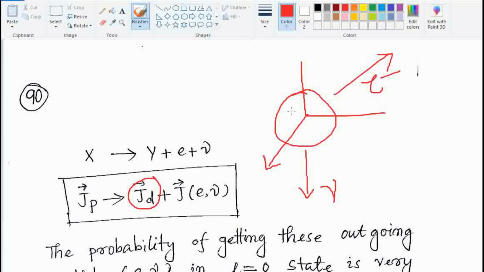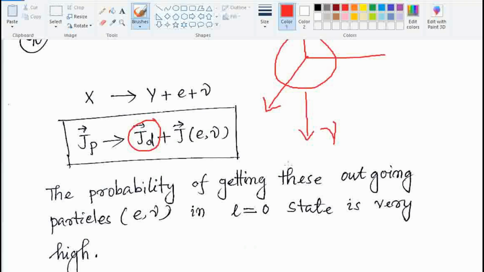Okay, and the outgoing particles here are electron, positron, neutron, antineutron, whatever. These are outgoing particles. What happens is that these outgoing particles will take zero momentum from this reaction. It is seen in many naturally happening reactions. So as these outgoing particles are taking any angular momentum, that means the net angular momentum of these outgoing particles is equal to 0.